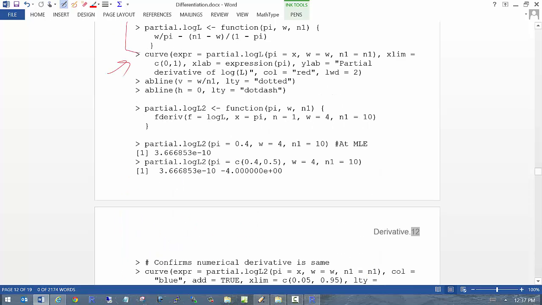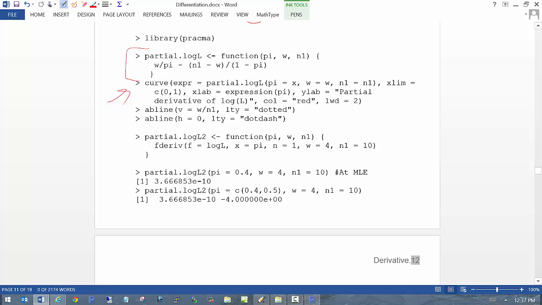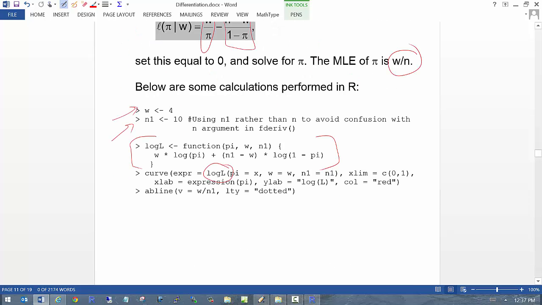Let's look at how we can do some of this using numerical derivatives. So I'm going to create a function called partial.logL2, passing in values of pi, w, and n1. fderiv is going to allow me to find the derivative of logL that we had already created before.